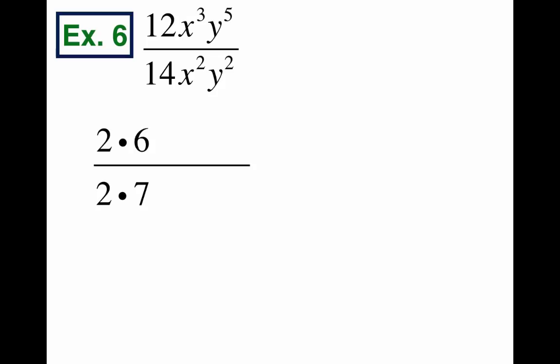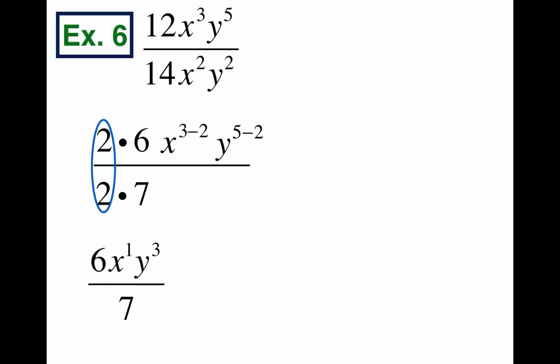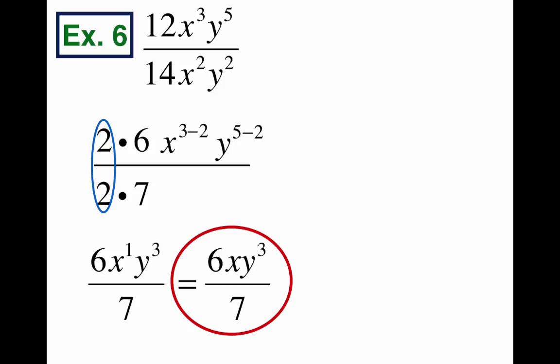But then for the x's and the y's, I'm going to subtract the powers. I'm going to do x to the 3 take away 2. I'm going to do y to the 5 take away 2. I'm going to get rid of the power of 1 with the numbers, the 2's. The 2's are going to go. Here's my answer. I have 6. I have x to the 3 take away 2, that's x to the 1st. And I have y to the 3rd all over 7. And I really don't need that first power, so I'll just write 6x y to the 3rd over 7. That's our simplified solution. And it's the same as if I had decided to expand it out.